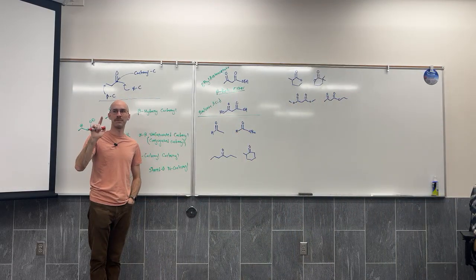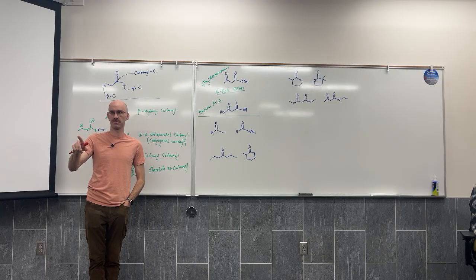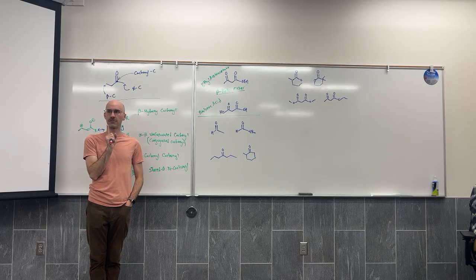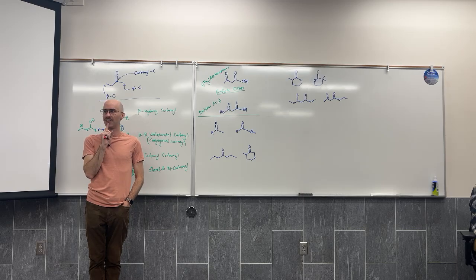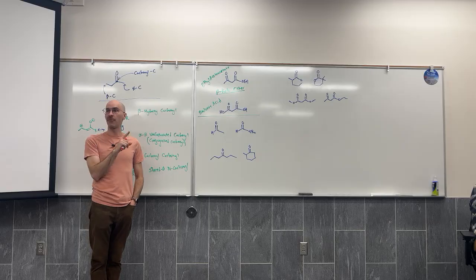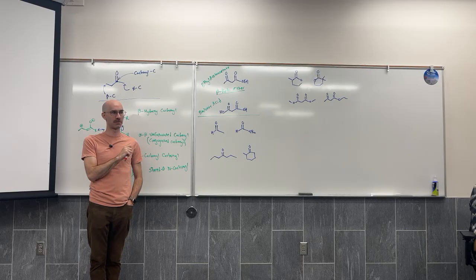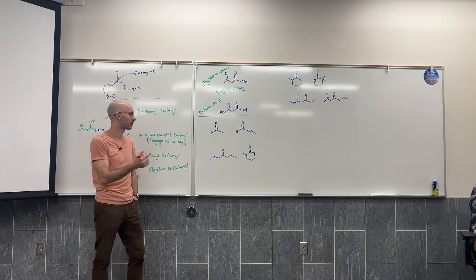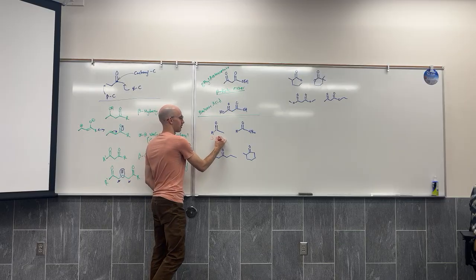One type. Is that what you mean? One type of alpha hydrogen? Or just total one? Okay, that's fair. One alpha carbon, and how many hydrogens off of that alpha carbon? 3. So we have 3 alpha hydrogens.